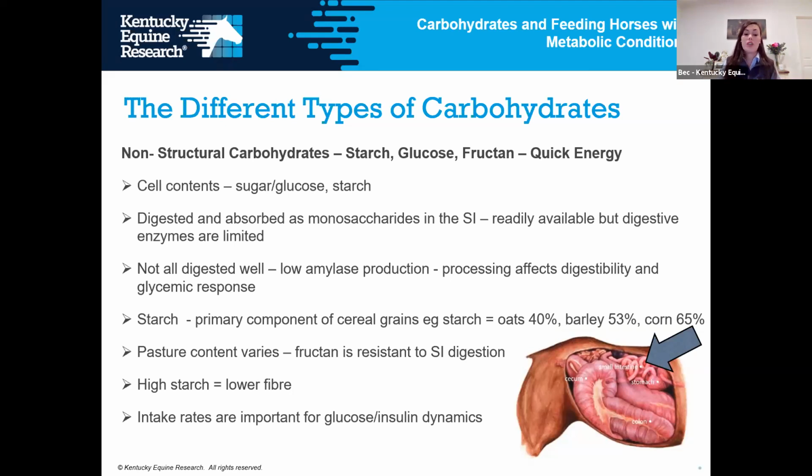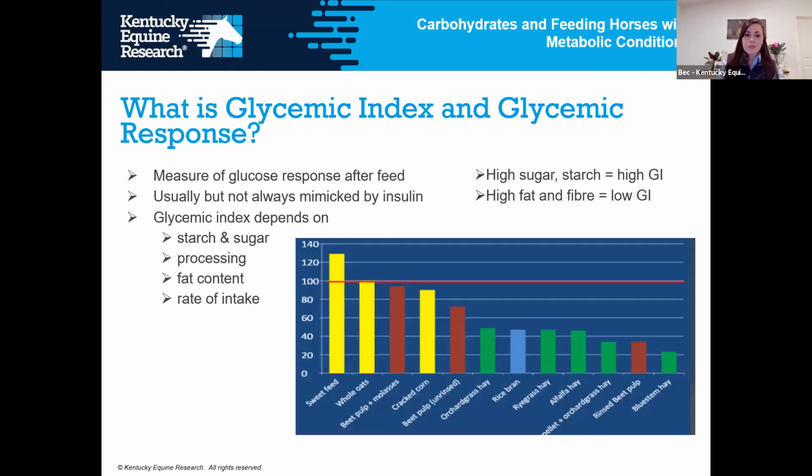As a very general rule, typically something that's higher in starch is a little bit lower in fibre. But like we said before, and we'll look at again in a minute, we really do need to look at those intake rates, as they are really important for glucose and insulin dynamics.